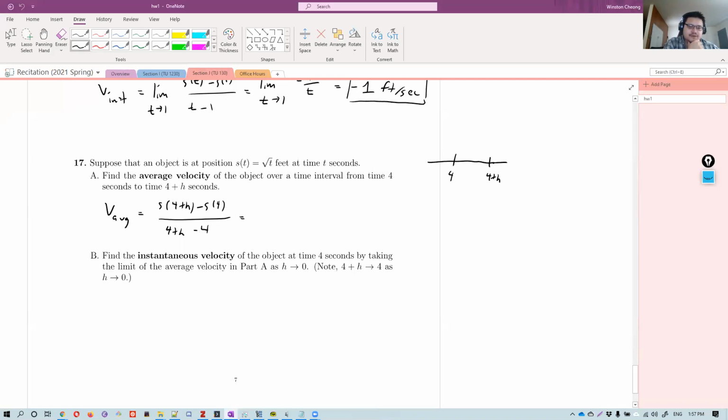Let's go ahead now and plug in. What this means is that you plug the 4 plus h into the function the way that s is defined. So we end up getting the square root of 4 plus h. And then s of 4, we plug into the square root, we get 2. And the denominator becomes h.